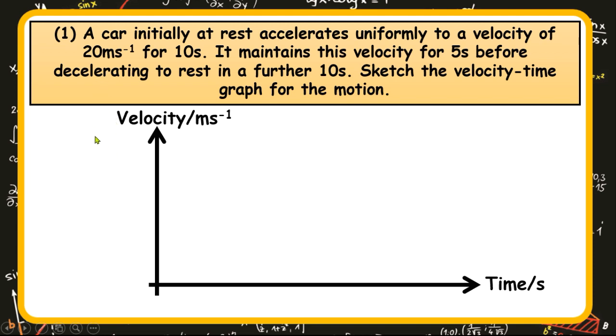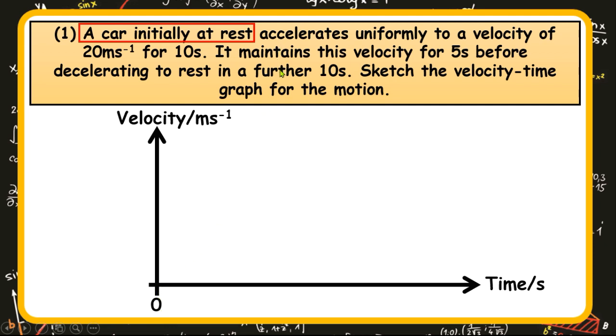The sentence says, a car initially at rest. Earlier, we learnt this, that when you say something was initially at rest, all it means is its initial velocity is 0. So for this statement, it means that the car started from rest, and that is with a velocity of 0 meter per second. That is the starting point.